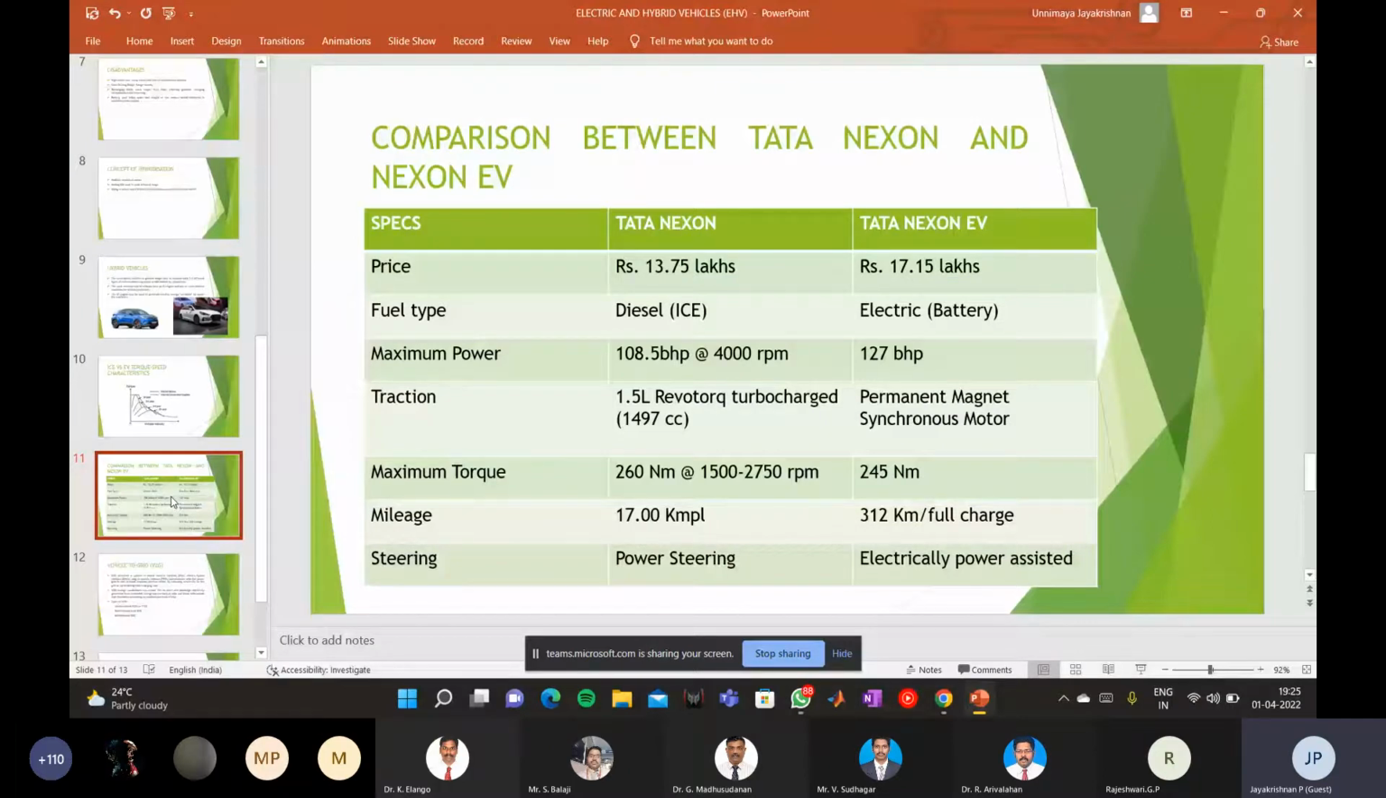Mileage is 17 kilometers per liter for the Tata Nexon. This is the company's claim, and for the EV it is 312 kilometers on a full charge. The steering is power steering, and for the EV it is electrically power assisted. So better control will be there for the Nexon EV.